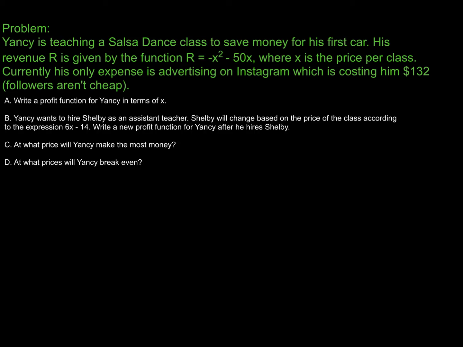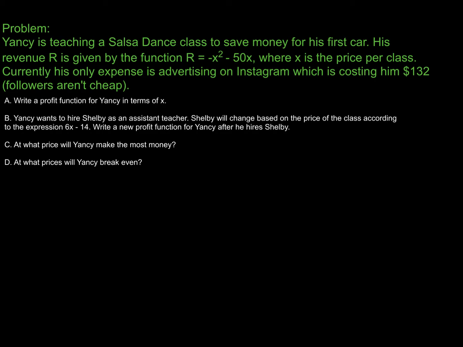Alright, so here's a problem for us to try out. The problem goes as follows. Yancey is teaching a salsa dance class to save money for his first car. His revenue R is given by the function R equals negative x squared minus 50x, where x is the price per class. Currently, his only expense is advertising on Instagram, which is costing him $132.